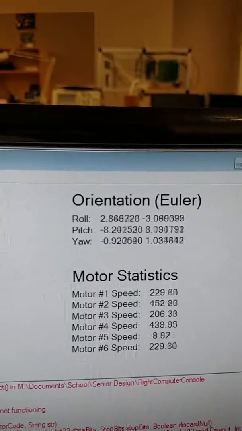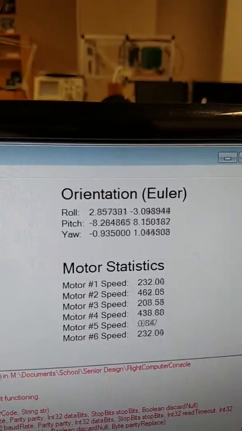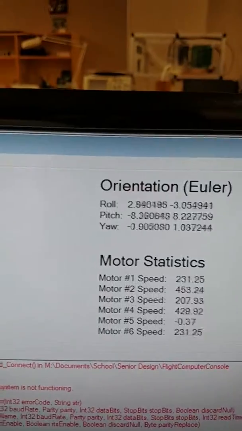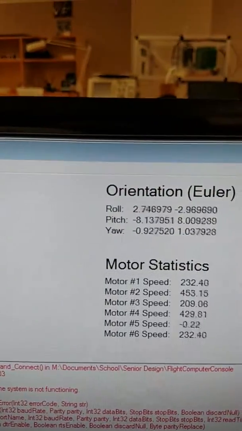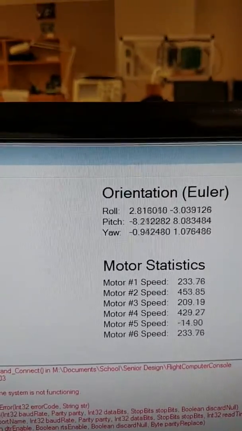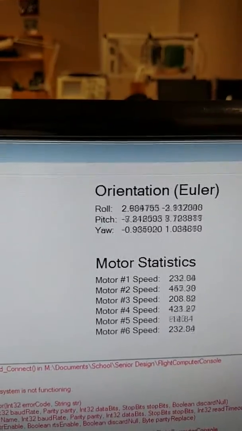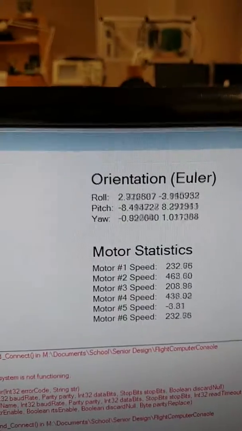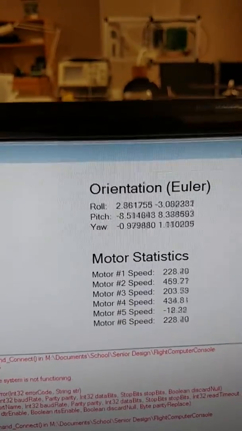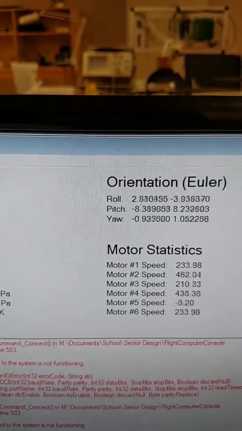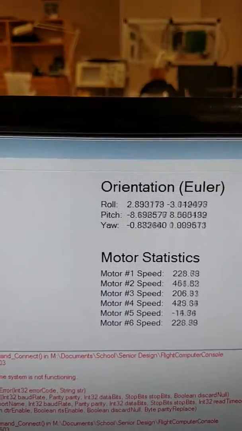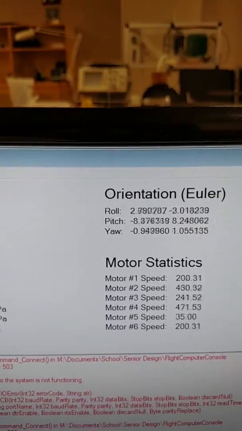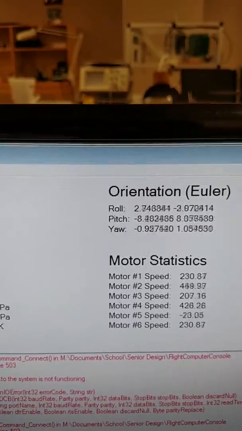The orientation: the first column is the absolute orientation according to our gyroscope. There's data coming from the gyroscope in 9 degrees of freedom: 3 degrees of freedom for gyroscope, a 3-dimensional accelerometer, and a 3-dimensional magnetometer, and it's going through a data fusion algorithm. This is the output from the feedback loop. It's showing roll, pitch, and yaw.